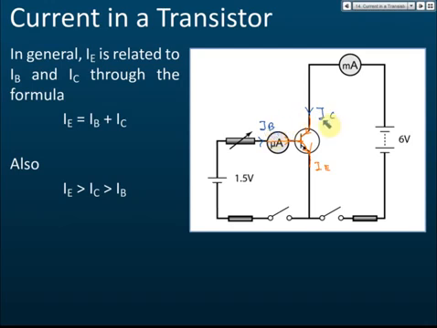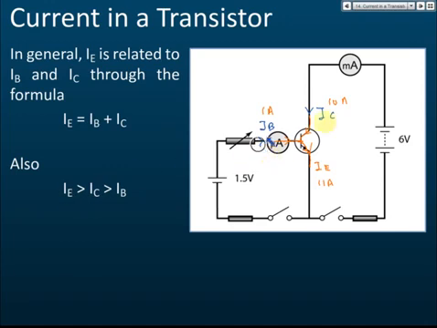We have learned this in electricity, right? When currents come to a junction, they combine together, so IE equals IB plus IC. Since IE is equal to IB plus IC, IE must be the highest among these three. If IB is 1 ampere and IC is 10 ampere, then IE will be 11 ampere. So IE is always the highest current.